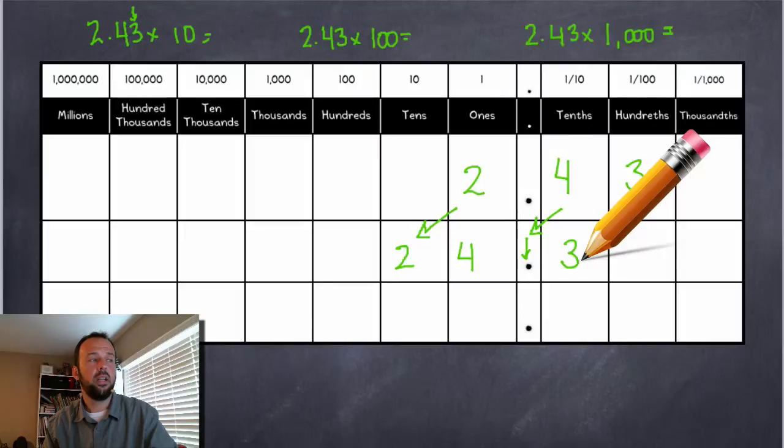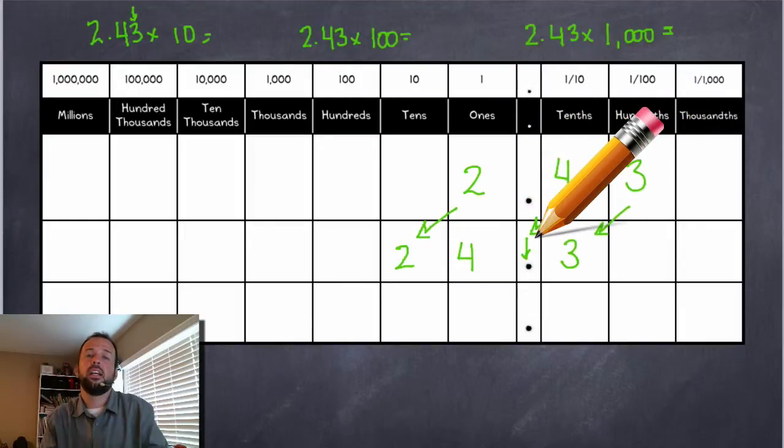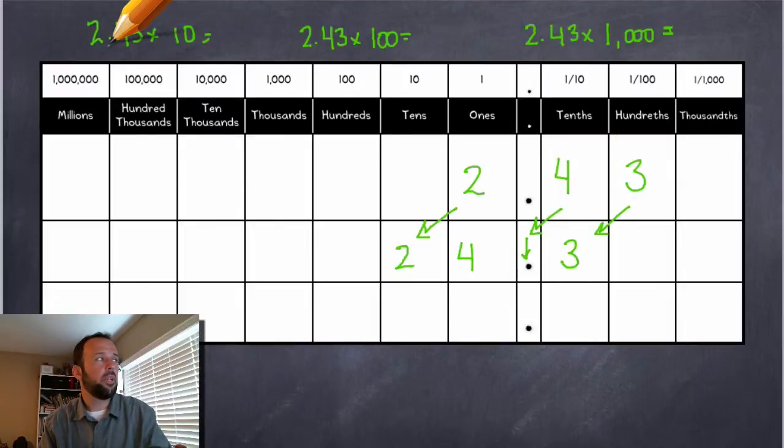So that's what's going to happen if I multiply my 2.43 by 10. Everything's going to move over and shift one spot to the left. Again, we're making a bigger number. I could just move that decimal point one spot, and that would give me 24 and 3 tenths. And I'm moving it one spot because I have one 0 in what I'm multiplying by.